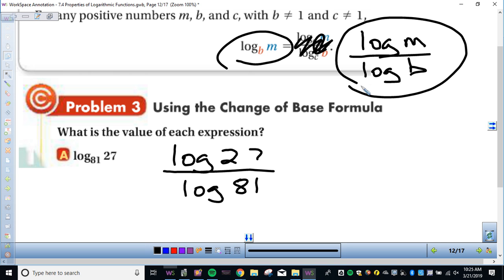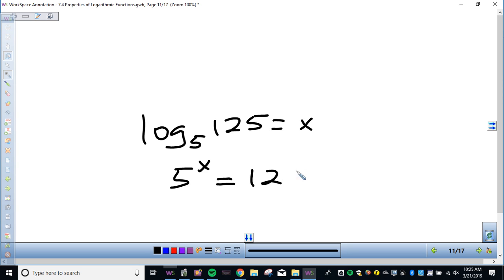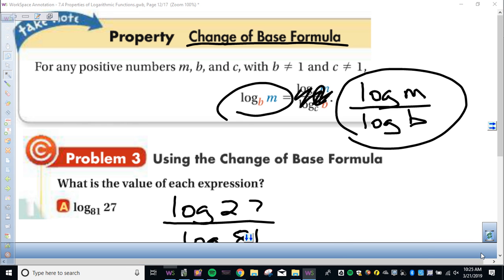So if I want you to simplify this one, this is the work I need to see. 5 to the x equals 125, and then you can say x equals 3 at that point, right? So that's okay for this kind of problem, but as soon as we tell you to use change of base, then you just do the fraction.